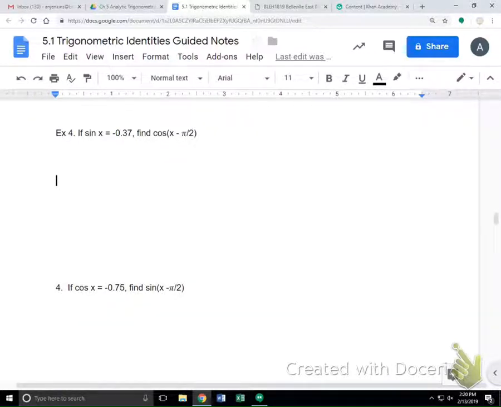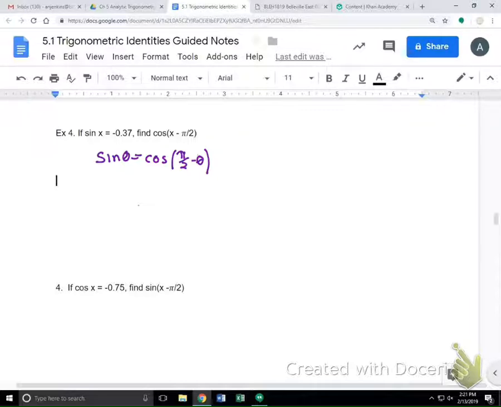Okay, so you should be at example 4. Now that you have found the identity we're using, does that look like the cosine we have? So what's different? So how do we fix that? You can pull out a negative 1. We factor out a negative 1.